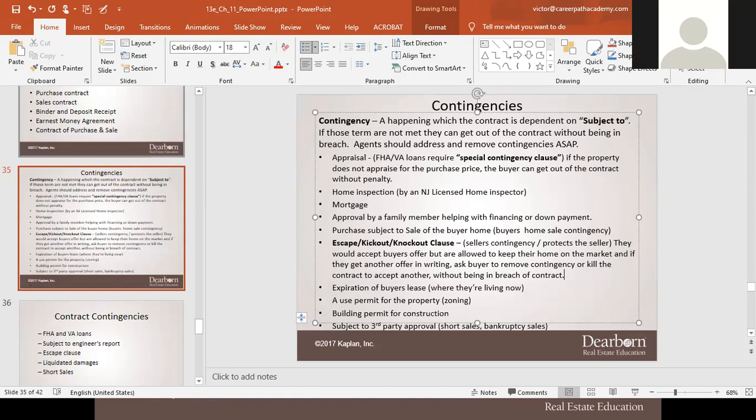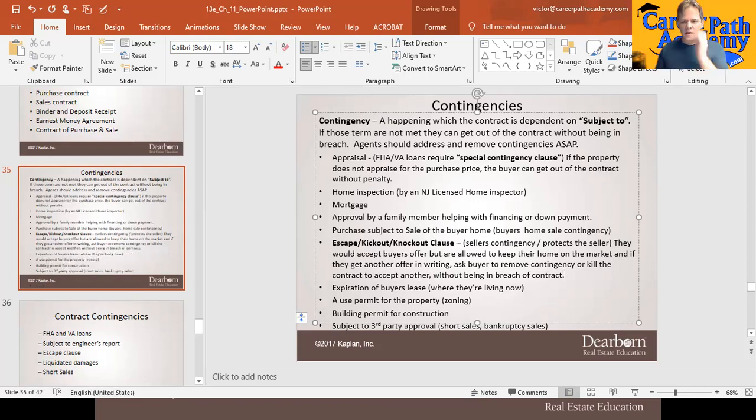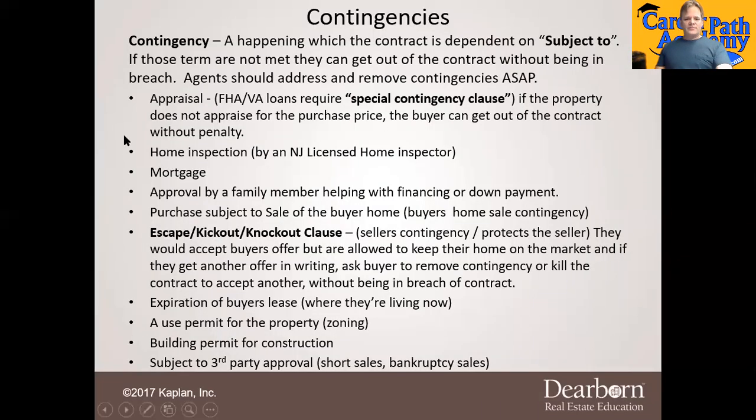Boom. There we go. That wording works, right? They would accept the buyer's offer, but are allowed to keep their home on the market. And if they get another offer in writing, ask the buyer to remove the contingency or kill the contract so they could accept the other offer without being in breach of contract. There we go. That's actually a better definition, I think. Okay. Keep it simple, right? We don't want any fancy wording there.